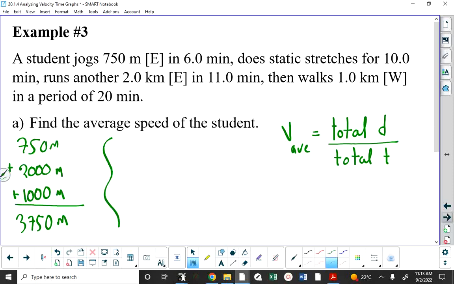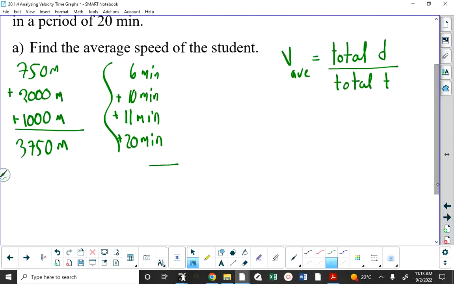The total time is 6 minutes plus 10 minutes plus 11 minutes plus 20 minutes. So the total time, and again, correct me if I'm wrong, what do we got? 30, 47 minutes.